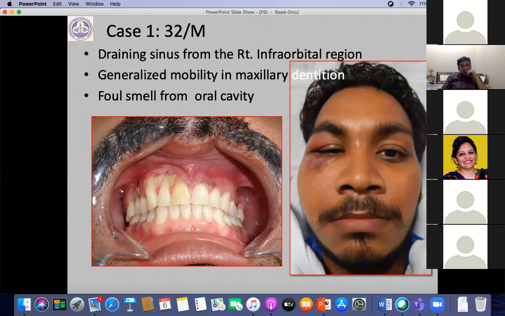So the first case which we did in 2015 was a patient who came to us with a draining sinus from the right infraorbital region. You can see that there is a chronic inflammation and swelling there. In his maxillary dentition there was slight discoloration of the central incisor, and there was denudation of the roots. The whole segment, the quadrant, was mobile, and there was foul smell from the oral cavity.